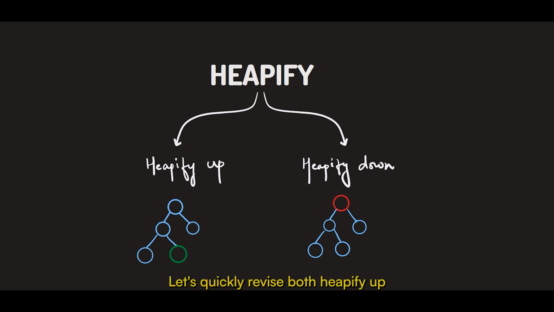Let's quickly revise both heapify up and heapify down function. In the heapify up operation, we first assume that the heap above the current node is a max heap. Then we compare the value of the current node with its parent. If the value of the parent is less than the value of the current node, we swap the two elements and perform the heapify up operation on the parent again.